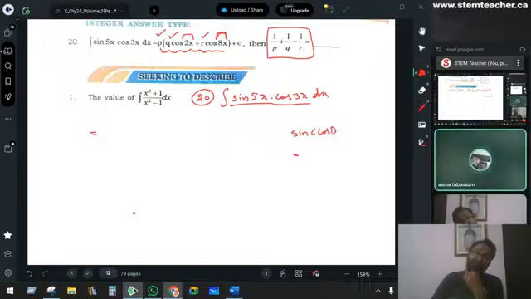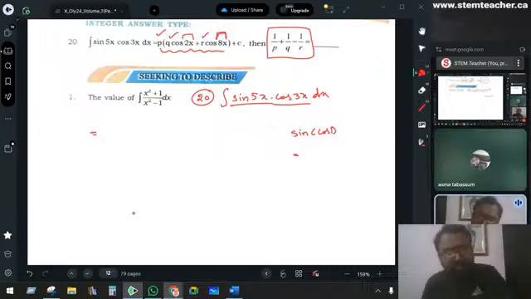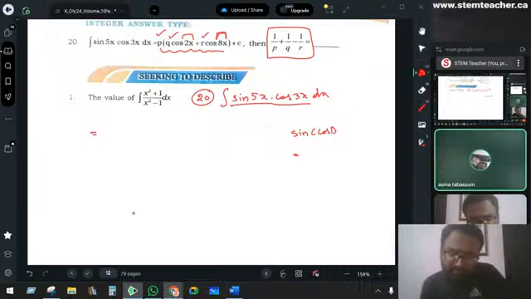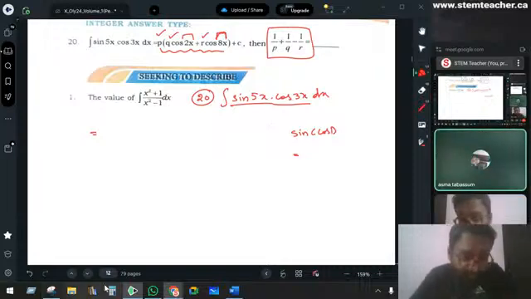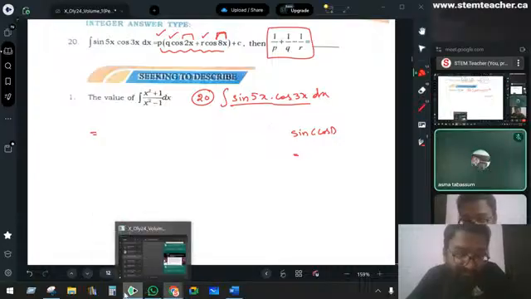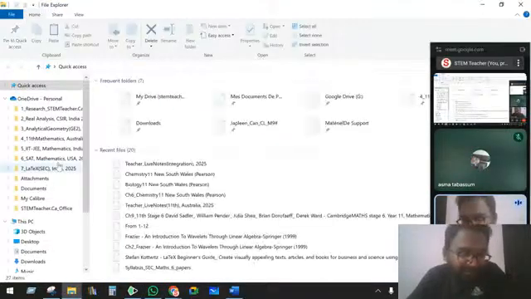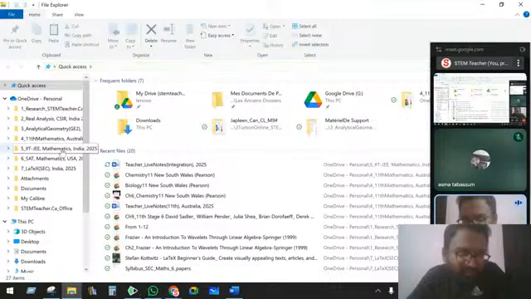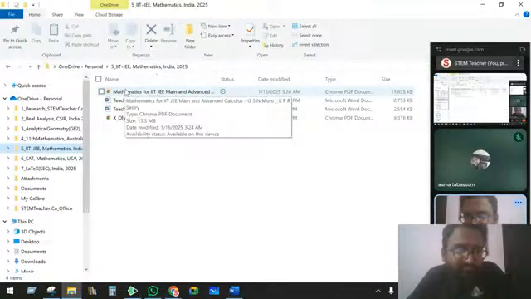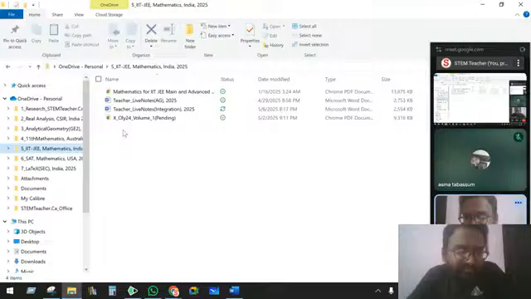But these are 8th standard problems. In the 8th trigonometry only I explained in the Olympiad section. So it is sin of C plus D. No, I will show. I have the eighth class book. It is IIT maths.